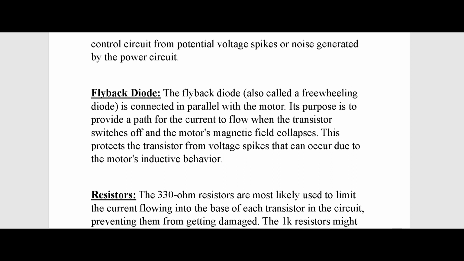The purpose is to provide a path for the current to flow, so the flyback diode provides a path for the current to flow. When the transistor switches off, the motor's magnetic field collapses. Now this protects the transistor from voltage spikes that can occur due to the motor's inductive behavior. When the magnetic field collapses, it can result in voltage spikes. The flyback diodes protect the transistors from being damaged by the motor's inductive behavior.